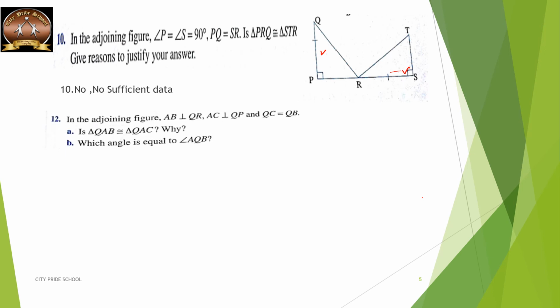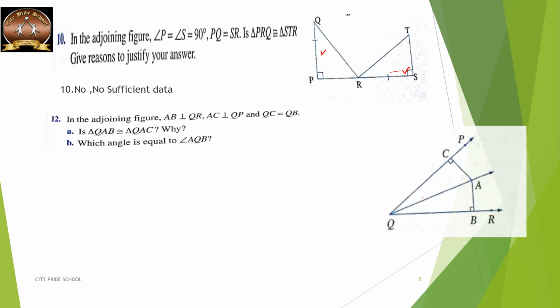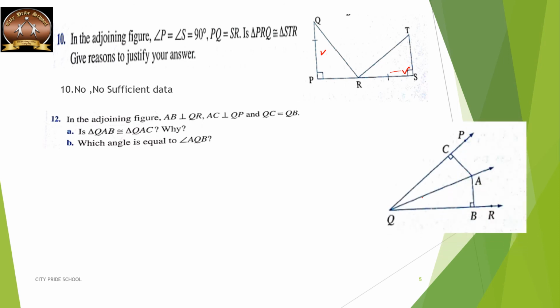Come to question number 12. So you have a figure here, that is in the adjoining figure AB is perpendicular to QR and AC is perpendicular to QP, and it is given that QC is equal to QB. So you have to prove that these two triangles, that is triangle QAB is congruent to QAC. And to give the reason, you have to also say which angle is equal to angle AQB. So let us start. We will write first.